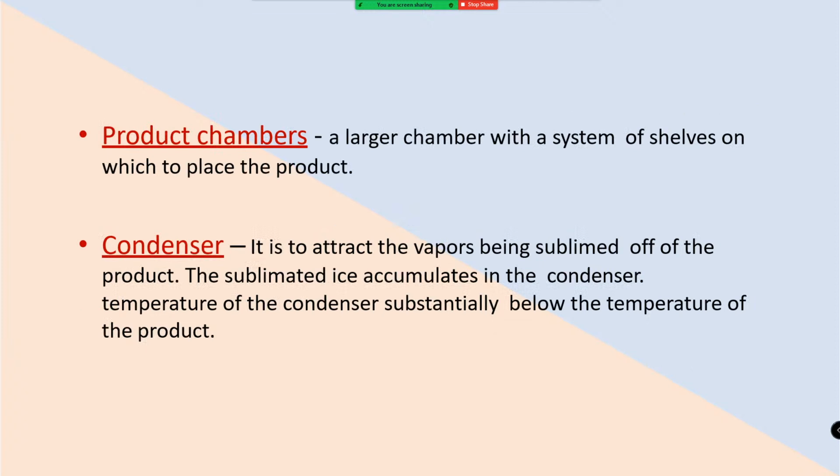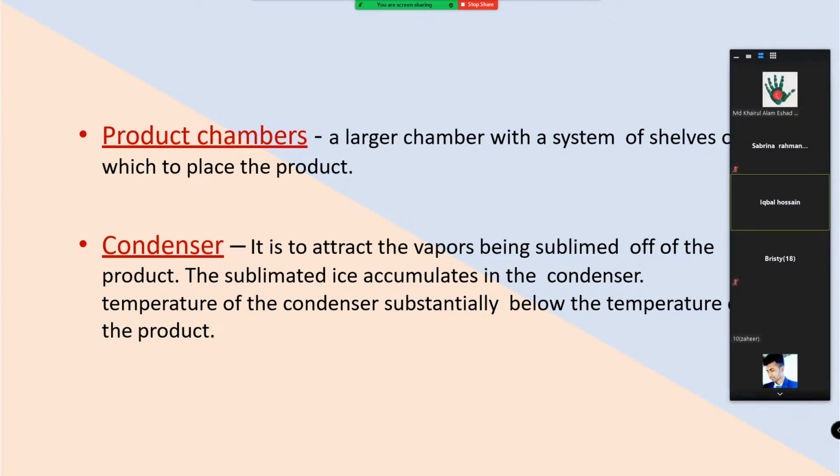The product chamber is a large chamber with a system of slabs on which we place the product. The condenser attracts the vapors being sublimated from the product. The sublimated ice accumulates in the condenser. The temperature of the condenser is substantially below the temperature of the product.